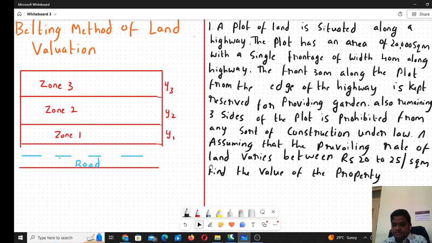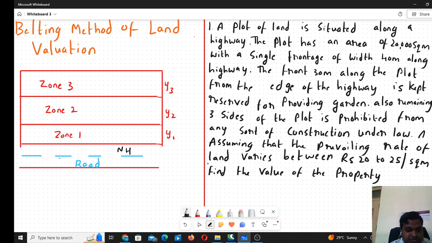Good morning friends. So today I am discussing the important topic of the belting method of land valuation. In this method the main motto is to find the valuation of land which is touching the road. Suppose this is a road, a national highway which I am talking about, and this is the parallel part of the land which is connected to this national highway.